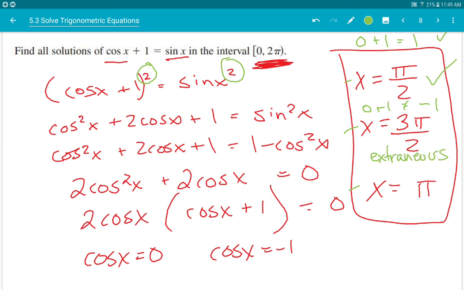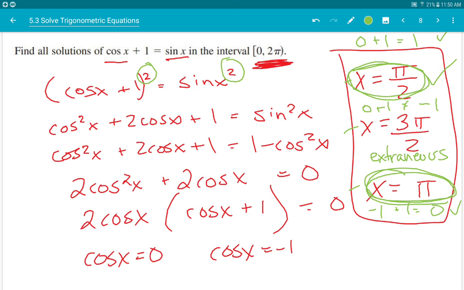Now the last one is pi. The cosine of pi is -1, plus 1 is equal to the sine of pi, which is 0. So that one checks out. So in reality, we only have the solution of x equals pi over 2.